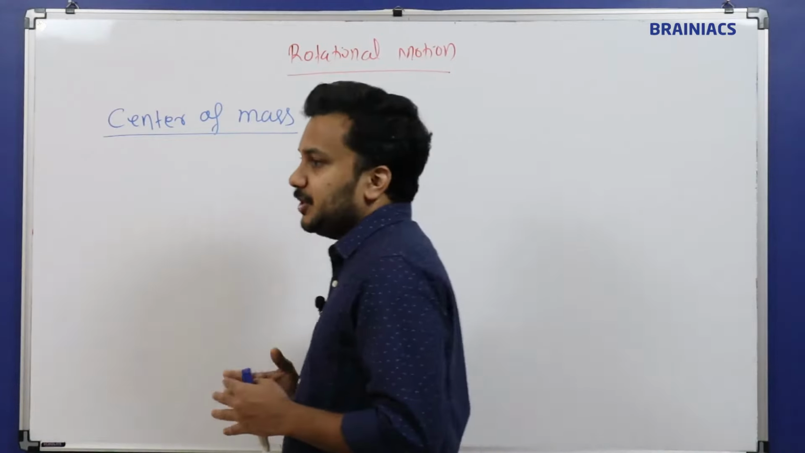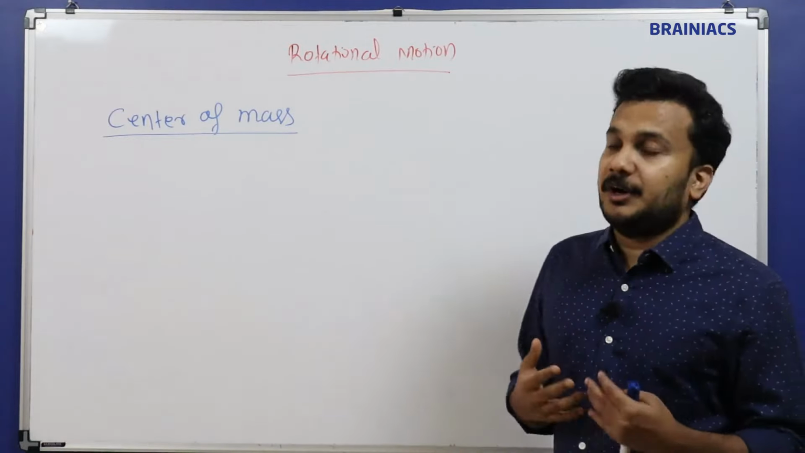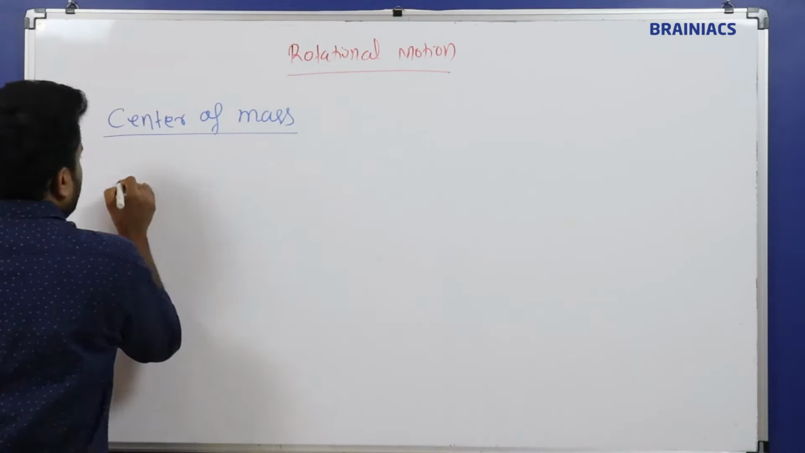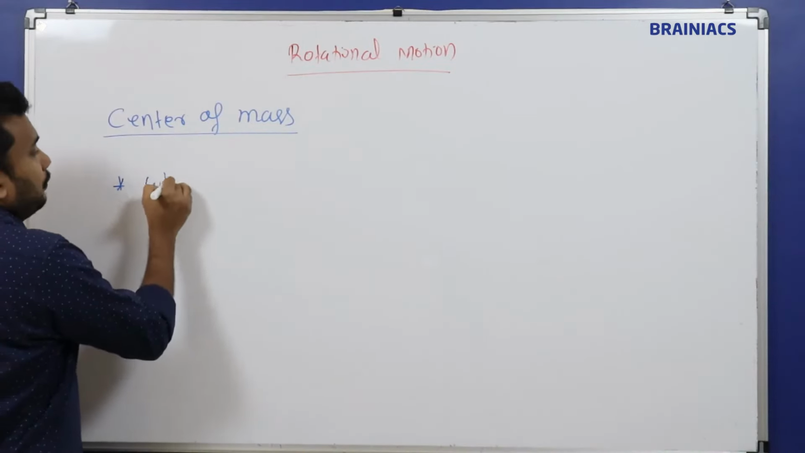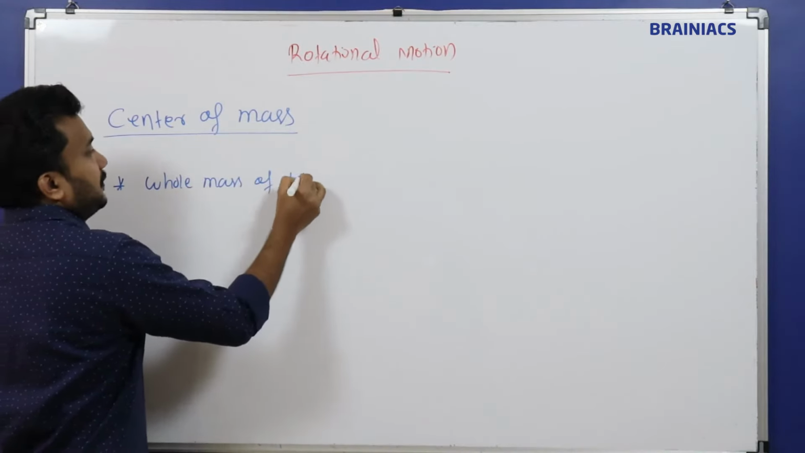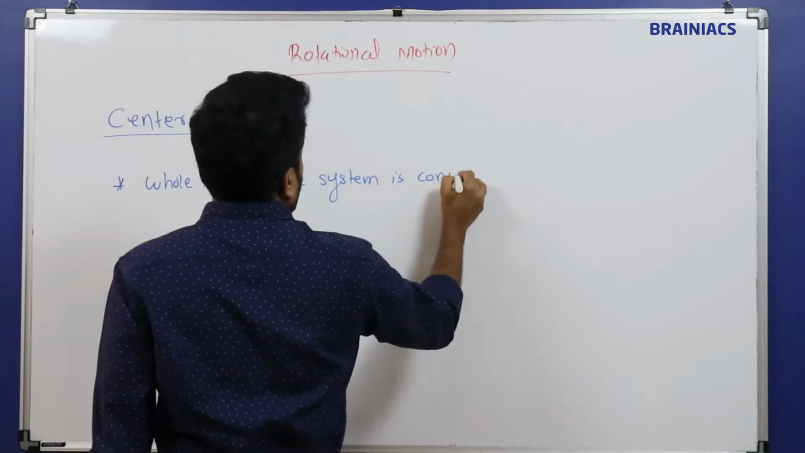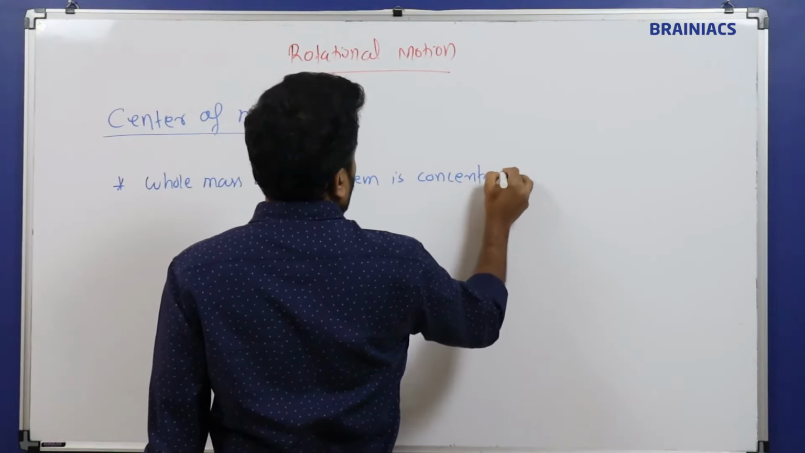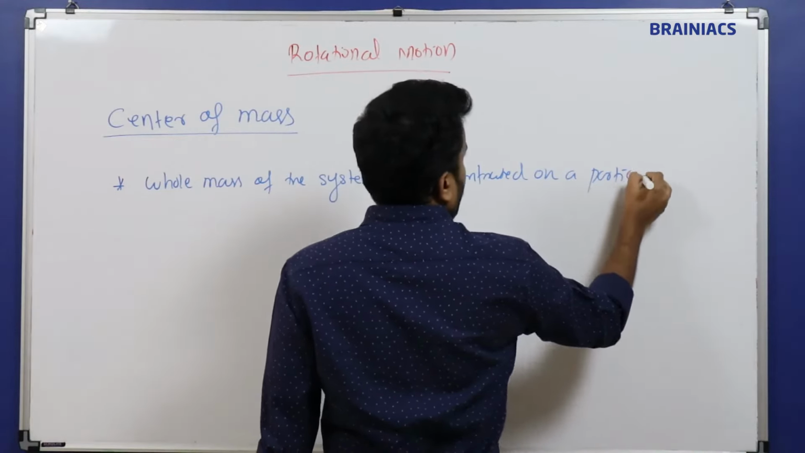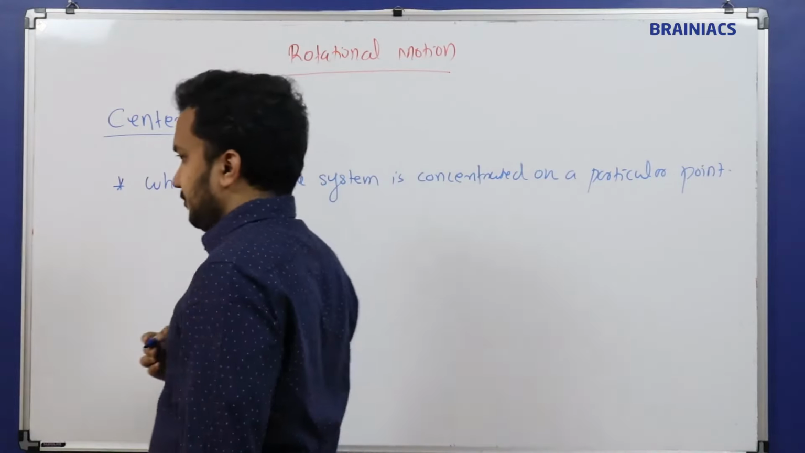But there are bodies which have non-uniform structures. For those also we have to find out the center of mass. So let's move to the center of mass concept. The first point will be: the whole mass of the system is concentrated on a particular point, and that point is actually called the center of mass.